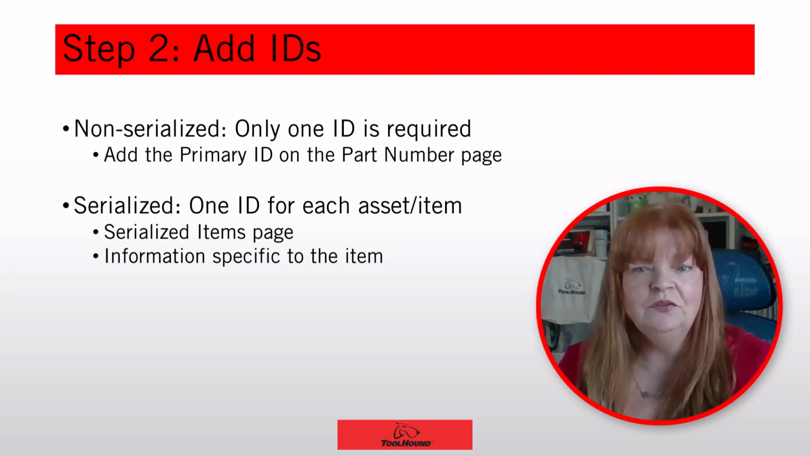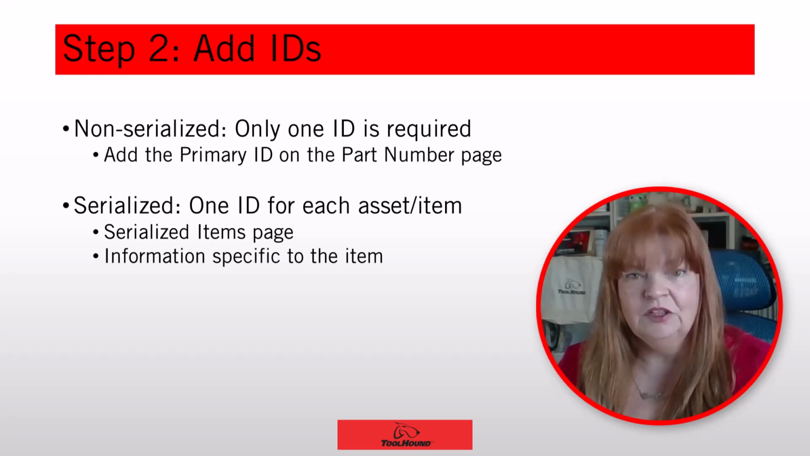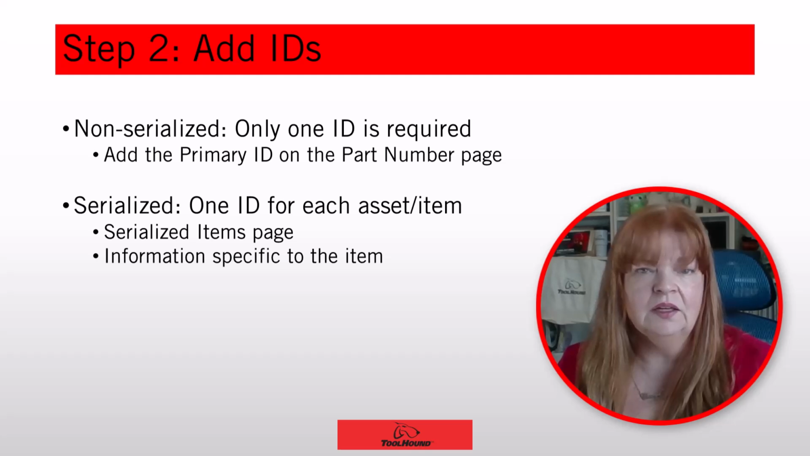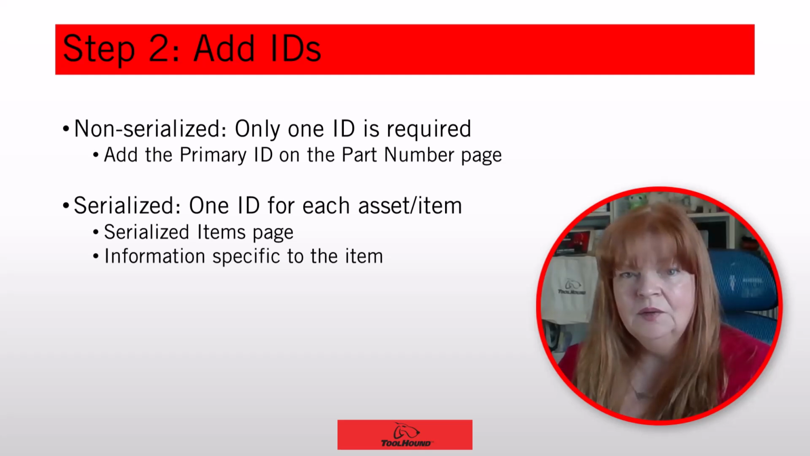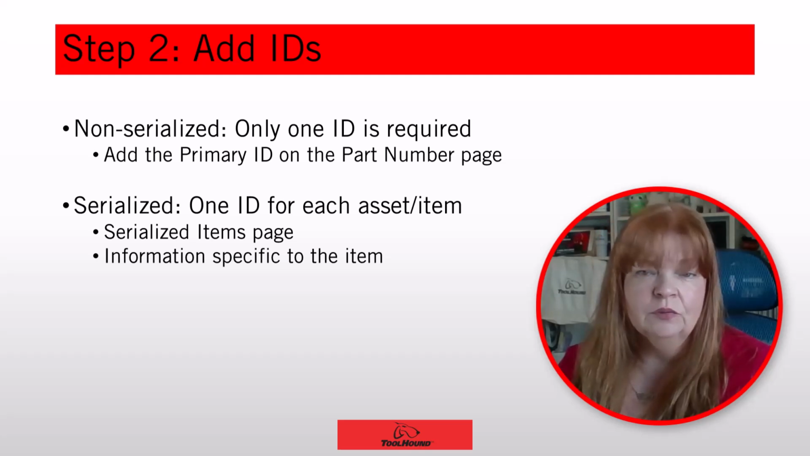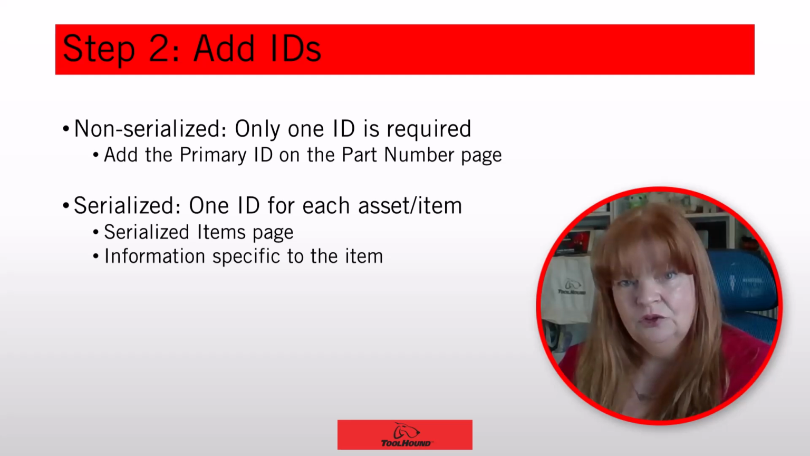For serialized inventory, one item ID is added for each unique asset. Also add any information specific to that item, like the purchase date, the last service date, the cost, and the serial number if applicable. Item IDs, usually barcodes, are used for all transactions to check out and return inventory, and to do transfers from one stocking location to another.